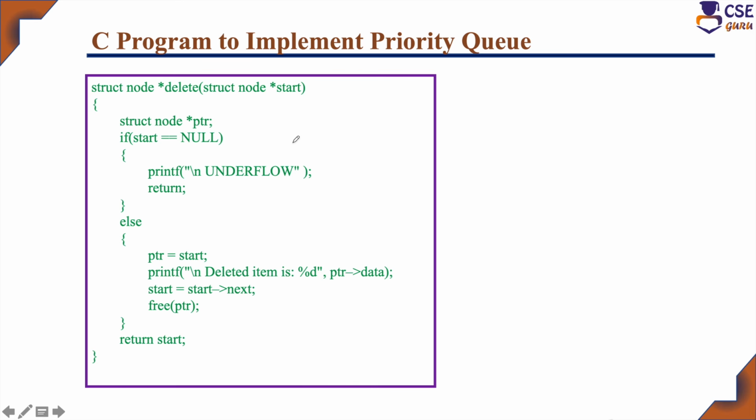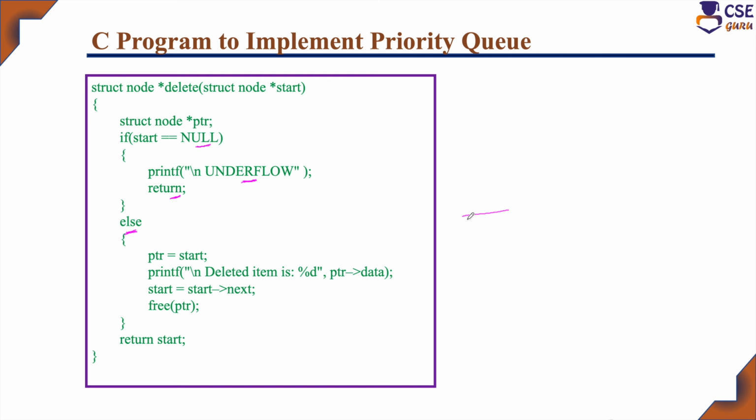Suppose you want to delete an element. Here you have to check whether start is equal to null, meaning the priority queue is empty. In an empty priority queue, you cannot delete any element. So print an underflow message and just return. If this condition is true, you cannot delete any element. Else, meaning an element is present in the priority queue.